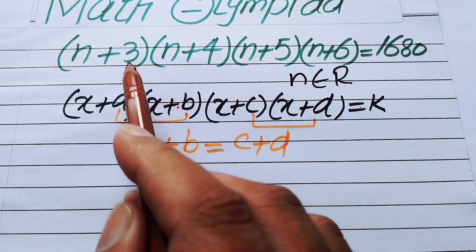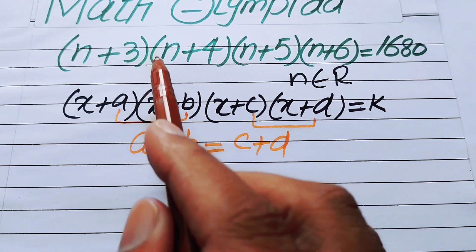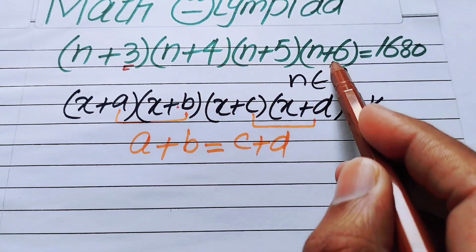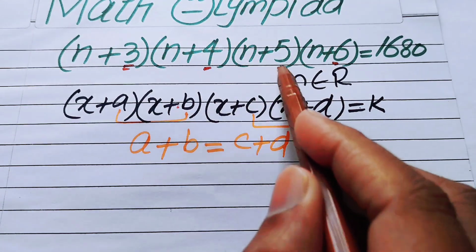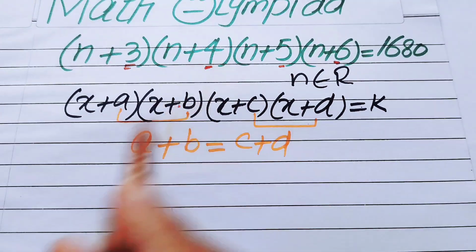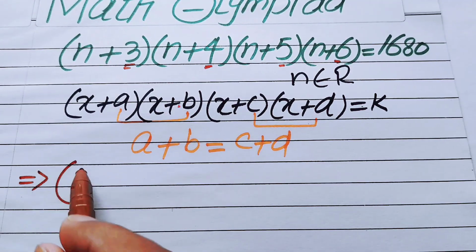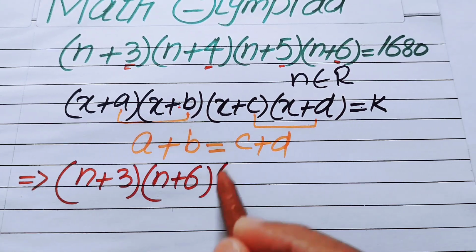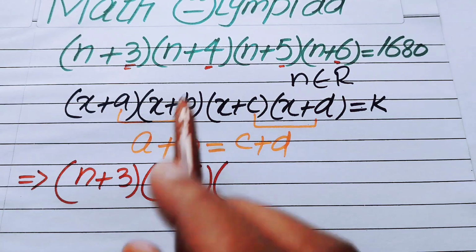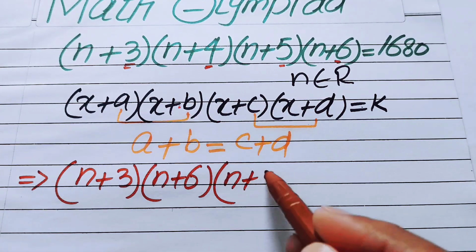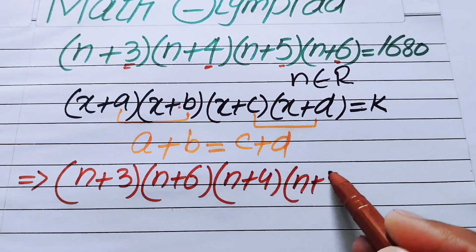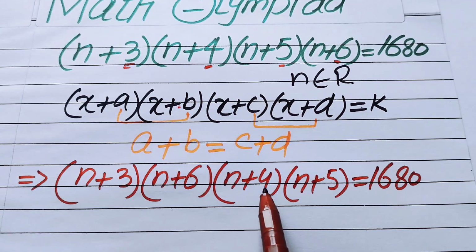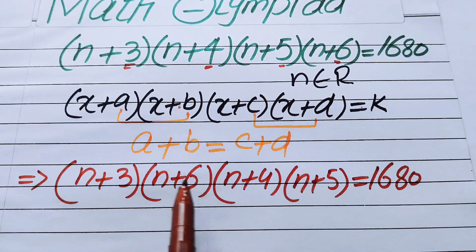So if we add 3 and 6, 3 plus 6 equals 9, and 4 plus 5 also equals 9. So now we arrange all these factors in this form: (n+3)(n+6)(n+4)(n+5) = 1680. Because 4 plus 5 is 9 and 3 plus 6 is 9, it is equal.